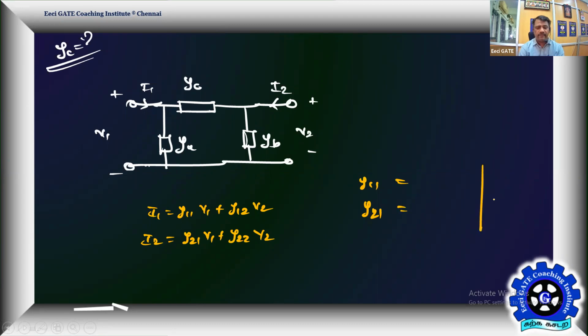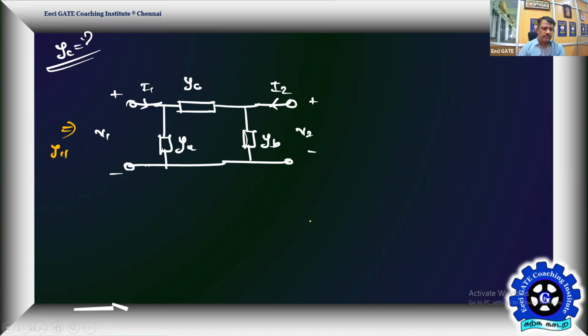When V2 equal to 0, output short circuited. What is that? It's I1 by V1, and this is I2 by V1. Let me go for Y11 for a change. So short your output, V2 is 0. If it is shorted, then YB will be shorted. So I have YA and YC. So that means my Y11 will become YA plus YC. Simple. So that's my Y11.